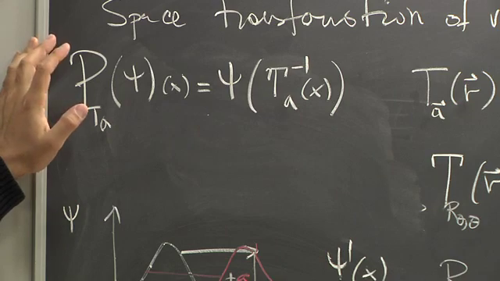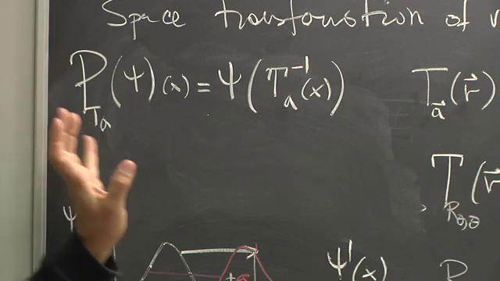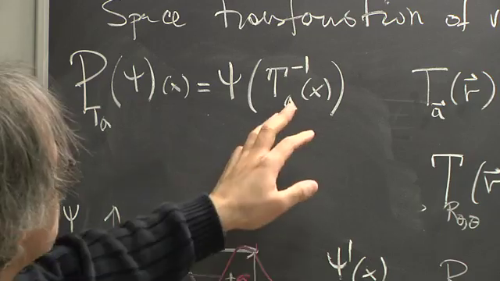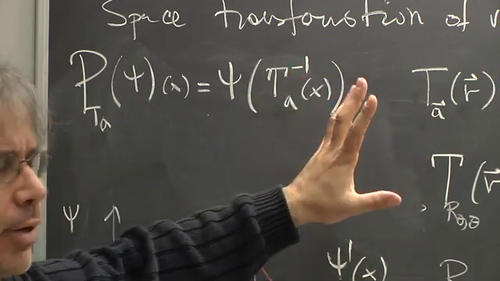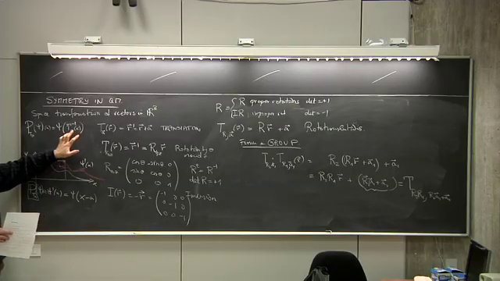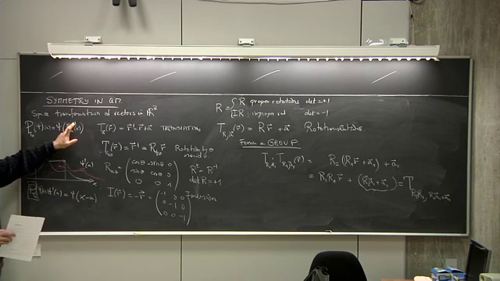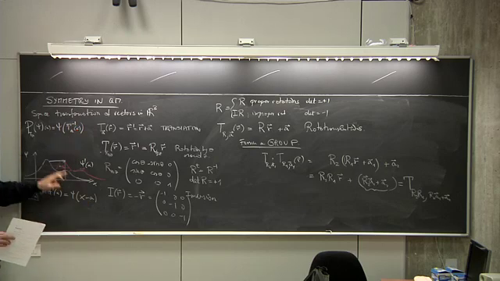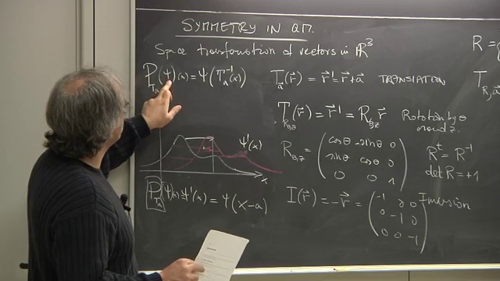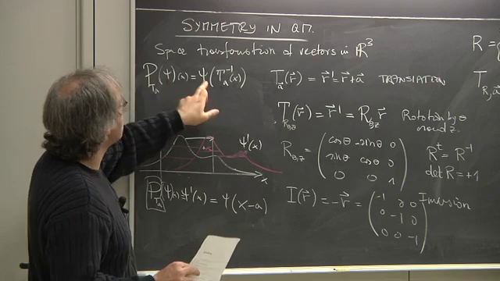It takes a little bit to not confuse where I operate. Okay? So T, we agree, operates on points. So when I write T of a of x, it means x plus a. T to the minus 1 of a of x means x minus a. Okay? P of T operates on psi and gives me this new function.